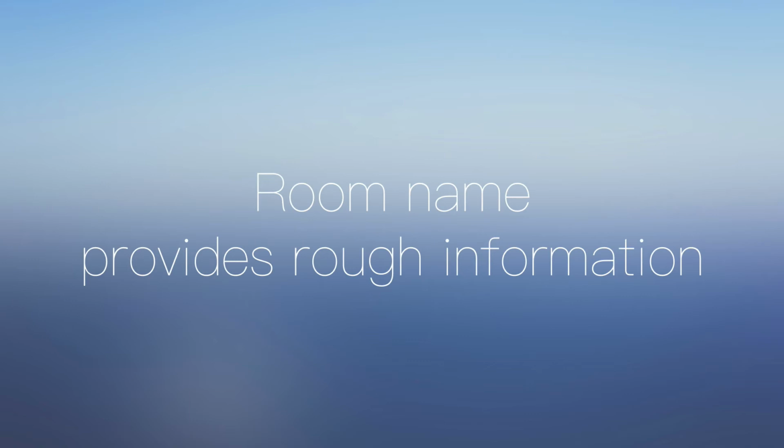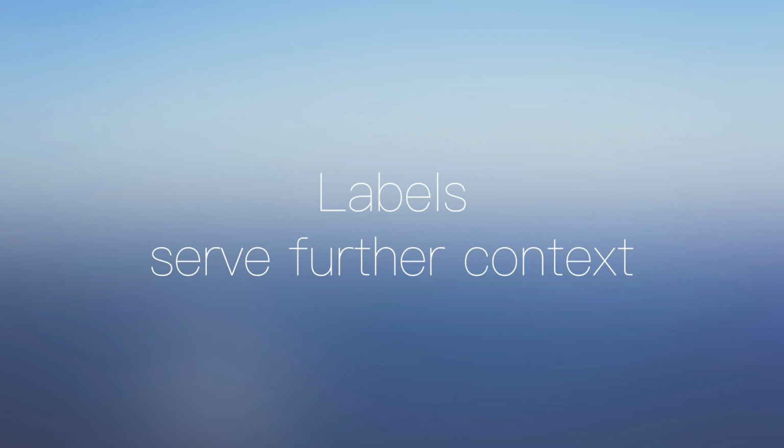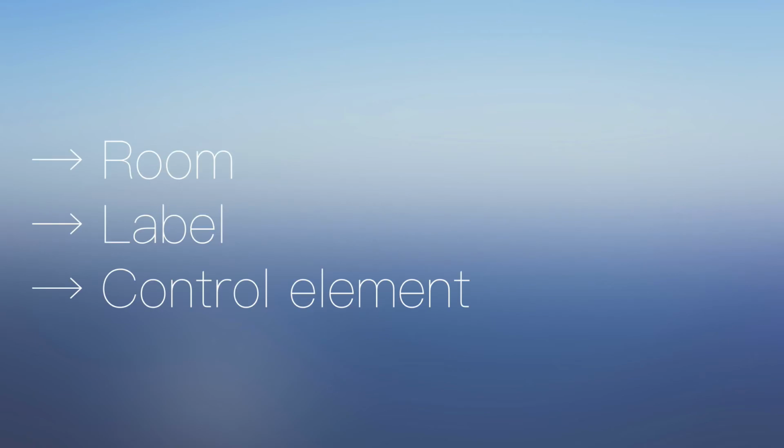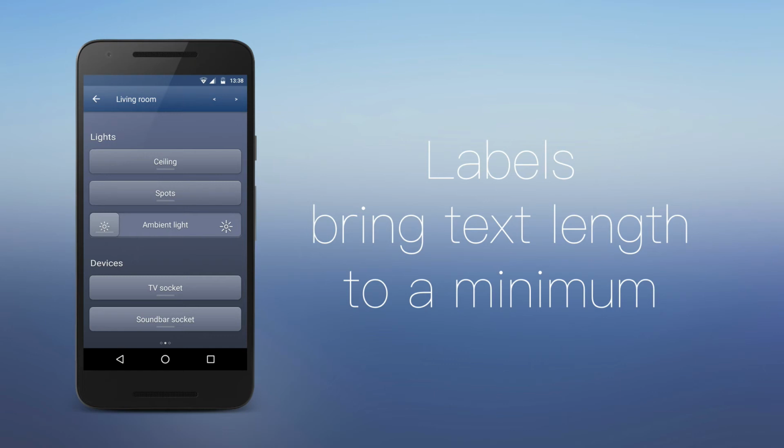The room name already provides rough information about the location. Then we already learned how to add labels, which serve further context. By positioning the active control element in the room and placing labels on top of them, we already have created a lot of context. Those labels help us to bring text length of the control element to a minimum. So there's no longer the need to add the text light to a switch when the label above already says that the lights can be found here.